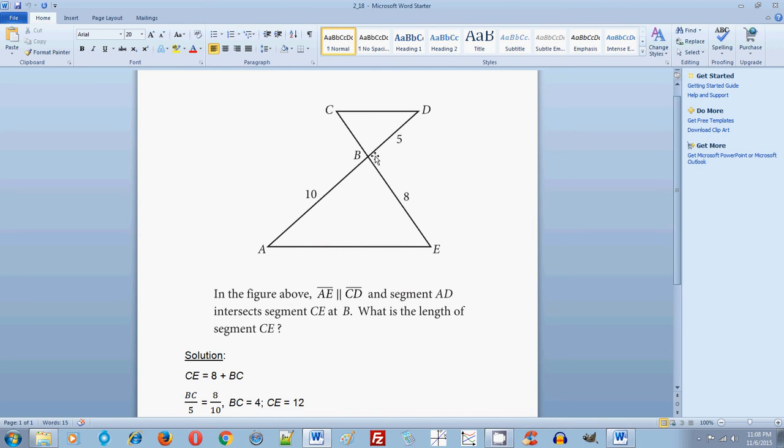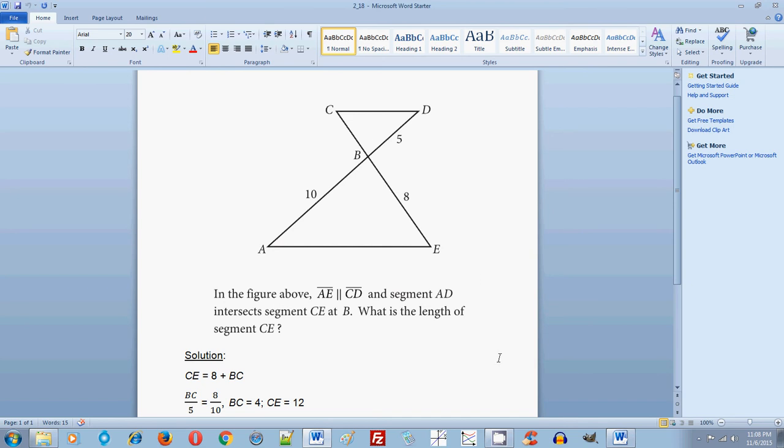So since all of these angles are equal, these triangles are similar, because the vertical angles must be the same in measure, and we just said that angles C and E are the same in measure, and angles D and A are the same in measure. So these two triangles are absolutely similar.